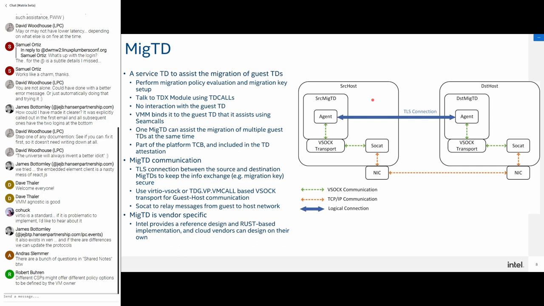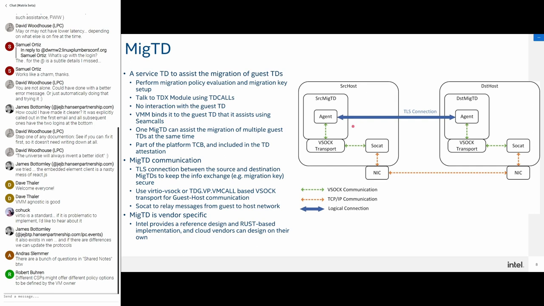Okay, so basically the guest TD has full control over what kind of micro TD attestations it wants to accept. Am I understanding it correctly? Not the control actually. It checks which micro TD is going to be bound.